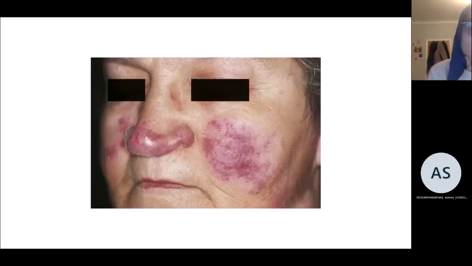Next one, this rash. What do you guys think of this? The only hint I'm giving you is that this person has a dry cough.